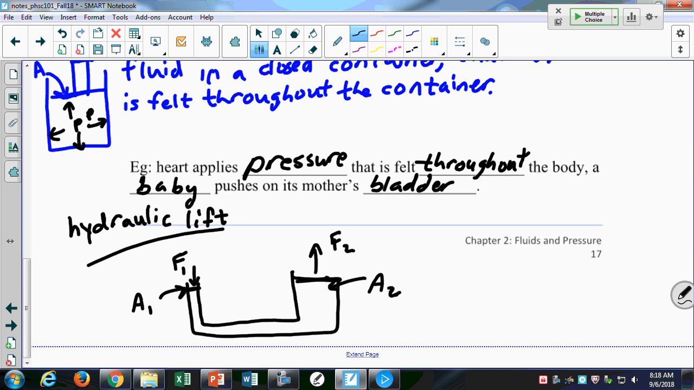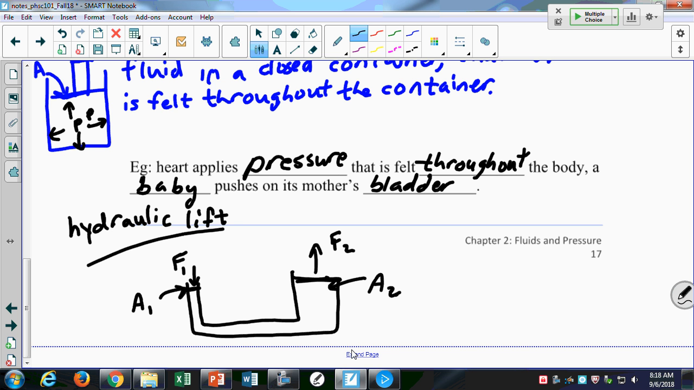Hydraulic systems are pretty common. If you go to the barber shop and they lift the chair up, that's a hydraulic lift. If you go to a tire shop and they lift your car up, they almost always use some sort of hydraulic lift. What it allows you to do is to put in a small force and get out a big force. And it works like this.